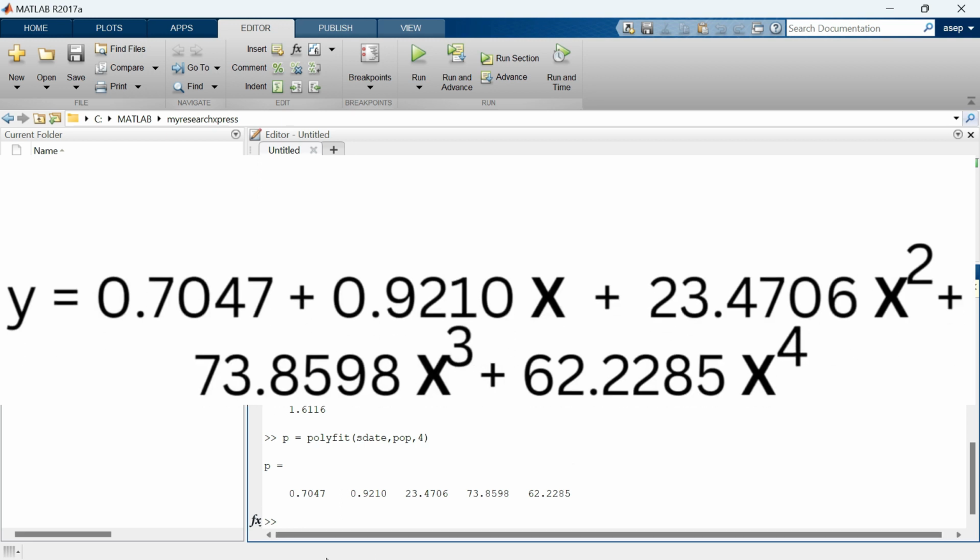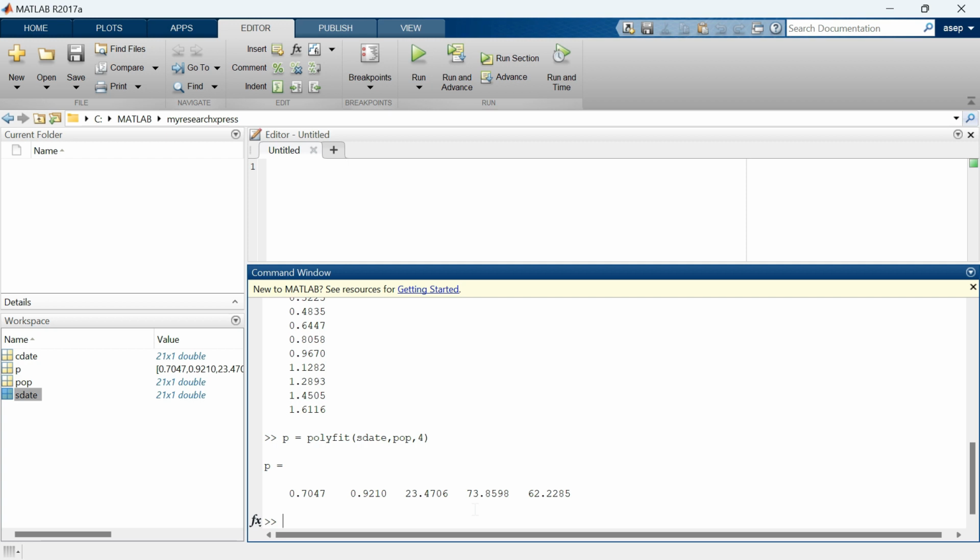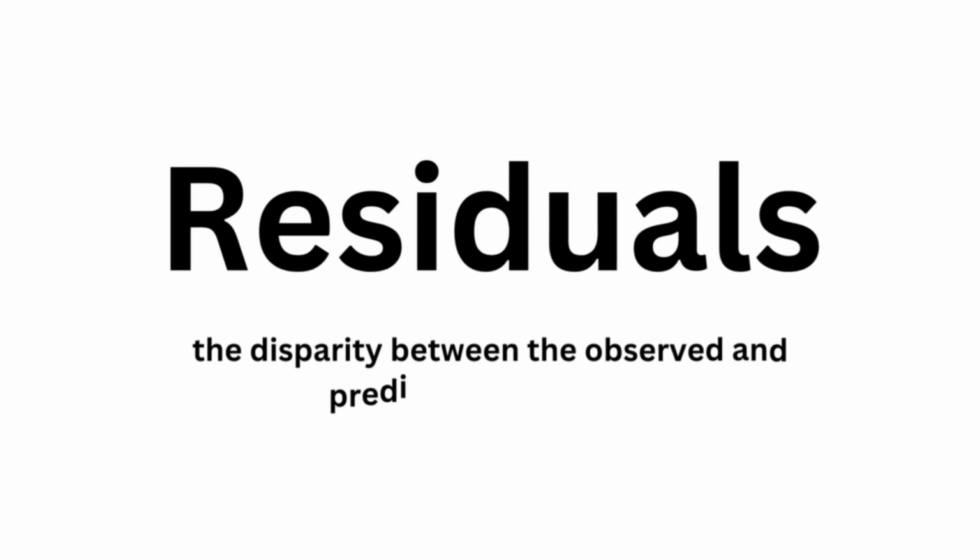The problem now is that we do not know whether our data fitting was good enough or not. One way to quantify the quality of the fit is by examining the residual, which represents the disparity between the observed and predicted data points. The closer the residual value is to 0, the better the data fitting.